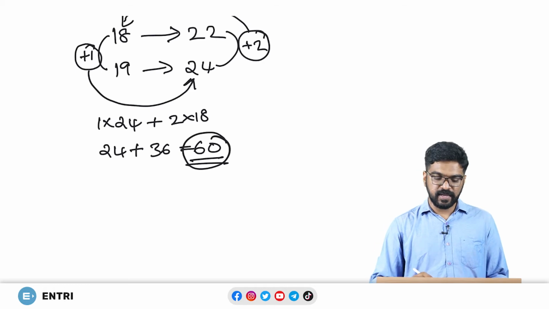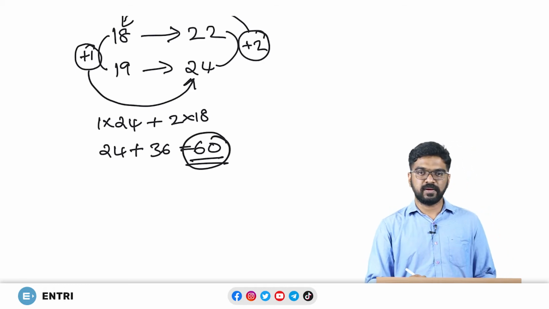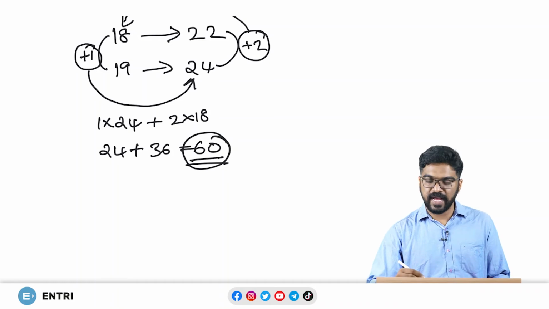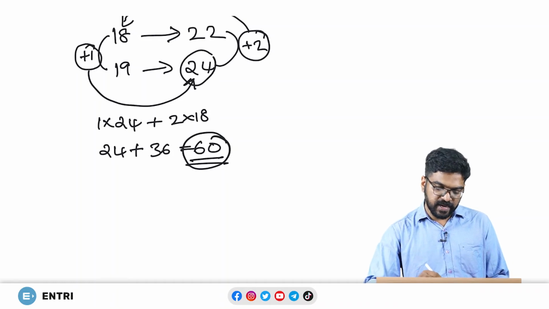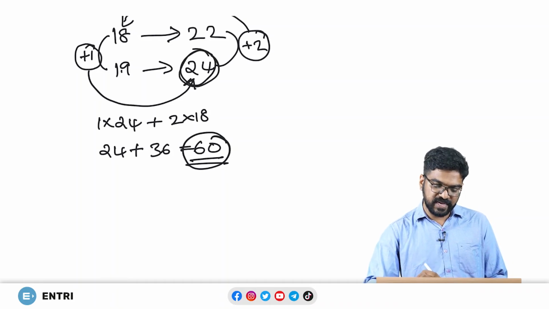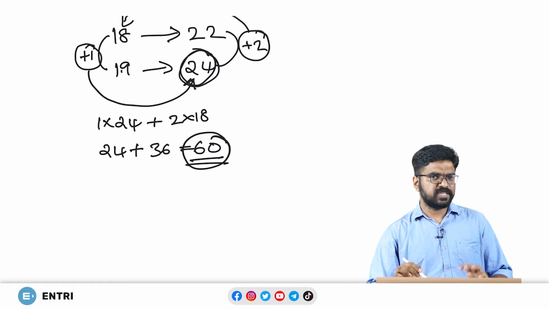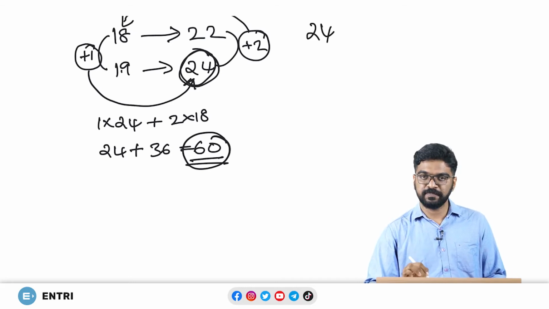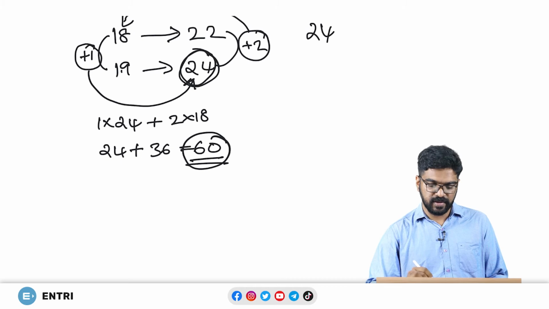So this method is actually the equal distribution method. We can also explain it by the mental math method. See, if there are 19 people and their average age is 24, I am just assuming that all the 19 people are having the age of 24. Right? The age is 24.